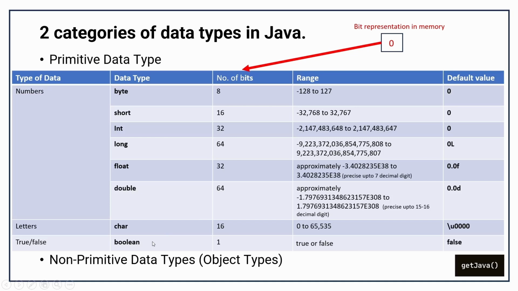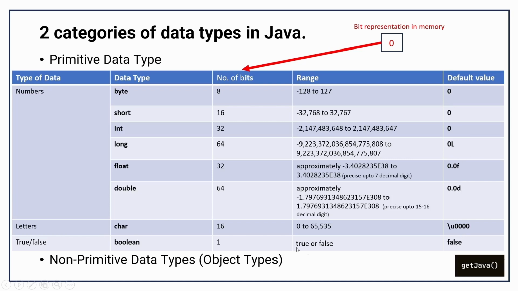So one more thing I forgot to mention is the default value. What is the default value? Suppose you are using the byte data type and you are not assigning any value to it, then the default value it will hold is 0. Similarly, for short it will hold 0. Int will also hold 0. Long will hold 0L. What is this L? It represents long, but we will see what it means and why L is written over here. Similarly, 0.0F and 0.0D. So these are the default values it will hold.